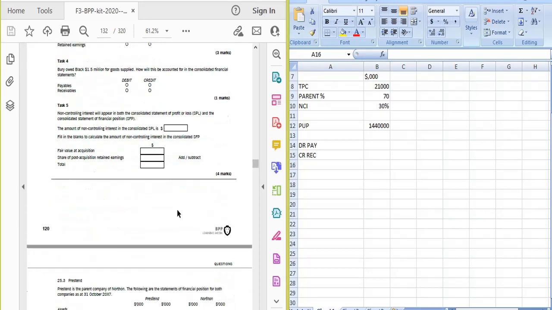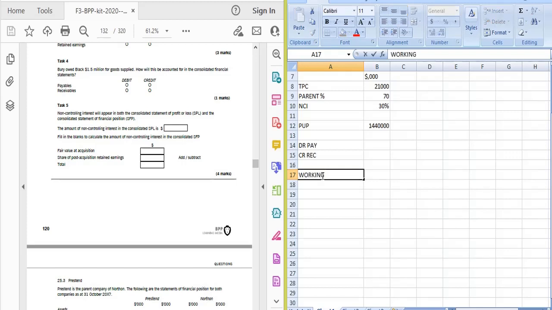So task 5, non-controlling interest will appear in both the consolidated statement of financial position and the statement of profit or loss. We need to calculate the amount of non-controlling interest in the SPL and the amount in the consolidated SOFP. So first we will find out the amount we will show in the consolidated statement of financial position. So that is working 4. And for that we need to calculate working 2 because we need the PAR value.